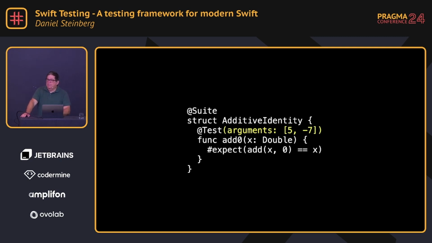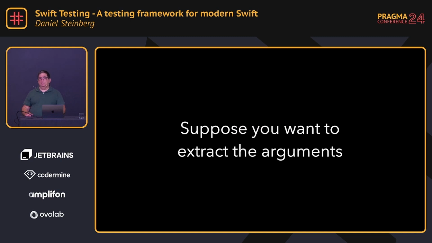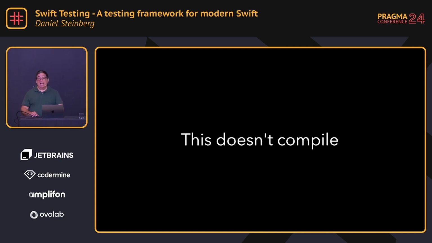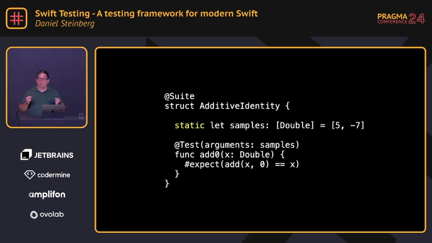Now, why did I take time to tell you it's like having a suite where they run once and they run the other way? Well, suppose I want to extract the arguments. The first thing you might try is this. You'd be wrong. But I was wrong. And I couldn't think about why, but it's because if you think about how they execute, samples can't be a member of additive identity, the instance. It has to be a member of additive identity, the type, so that I can get one instance where the value is 5 and one instance where the value is -7.